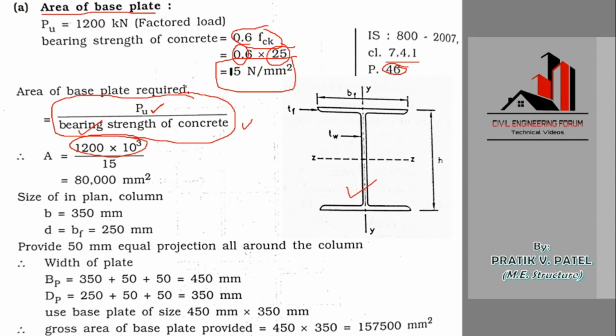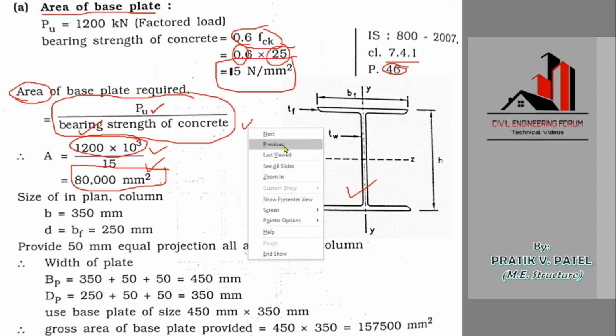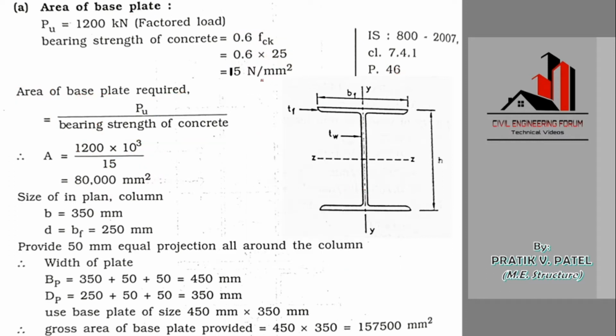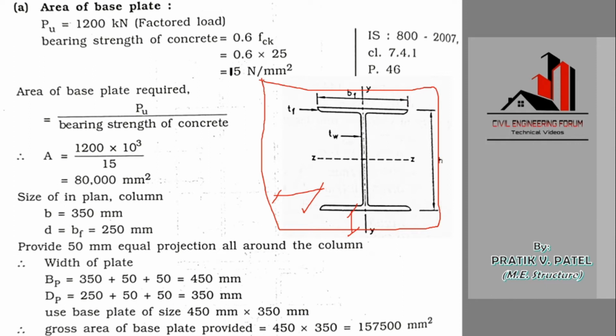So now we have both the values, Pu and bearing strength of the concrete. That is 1200 into 10 raised to 3 divided by 15. So in this way we have the area of the base plate as 80,000 mm square. See, we do not have the thickness. What we have is just the area of the base plate below this, located like this. We are still not aware of the projections of the base plate or its thickness. What we know is only this much area of the base plate, that is 80,000 mm square.